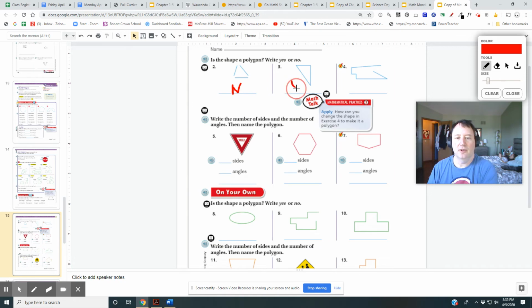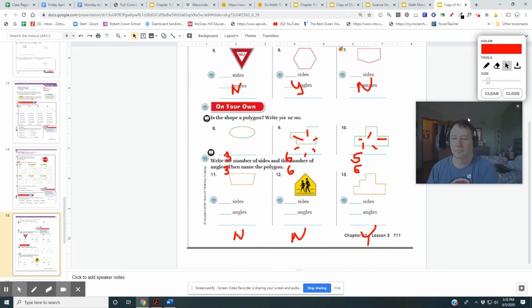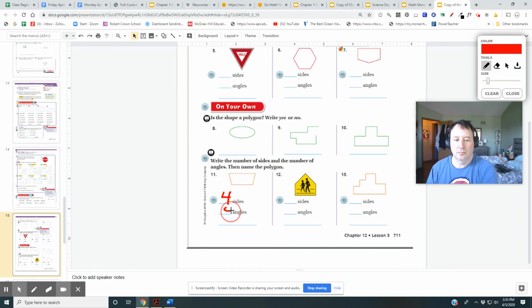Is the shape a polygon? No. Yes. No. Quadrilateral, pentagon, decagon. And you can go back up and take a look to make sure you are correct with those.